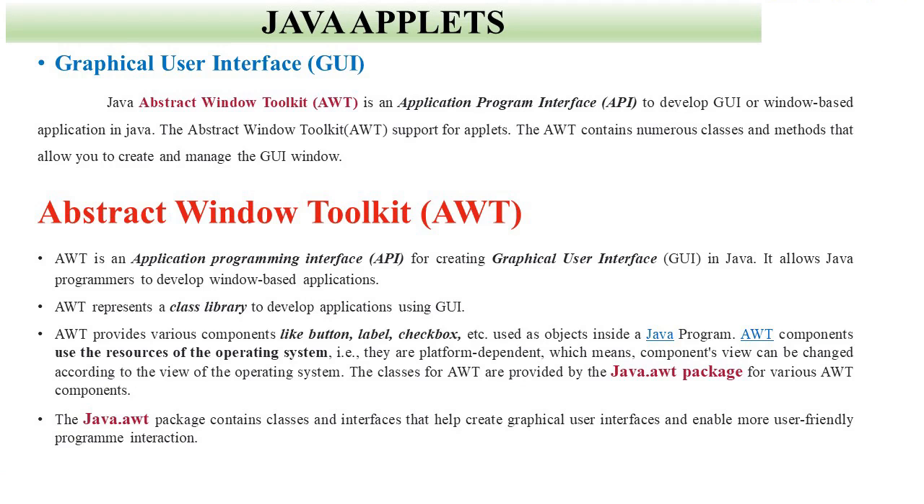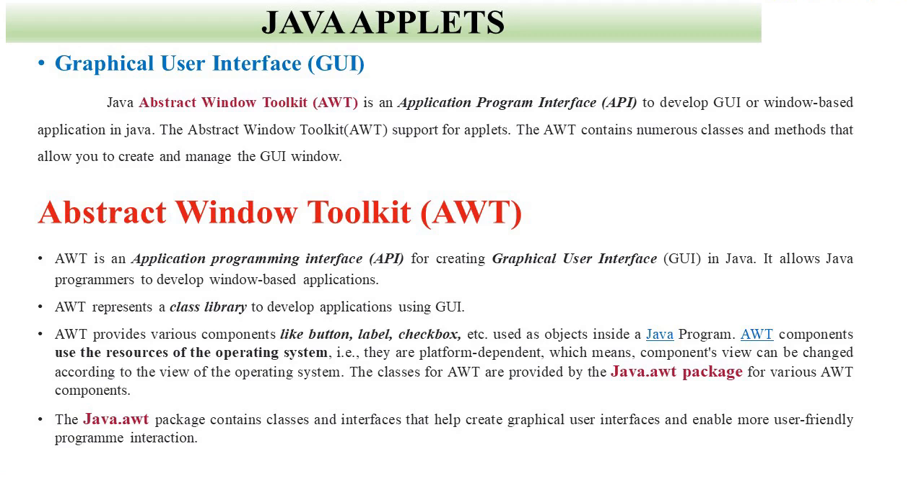Abstract Window Toolkit. Abstract Window Toolkit is an application program interface for creating graphical user interfaces in Java. It allows Java programmers to develop window based applications. AWT represents a class library to develop an application using GUI. AWT provides various components like button, label, checkbox, etc. used as objects inside a Java program.